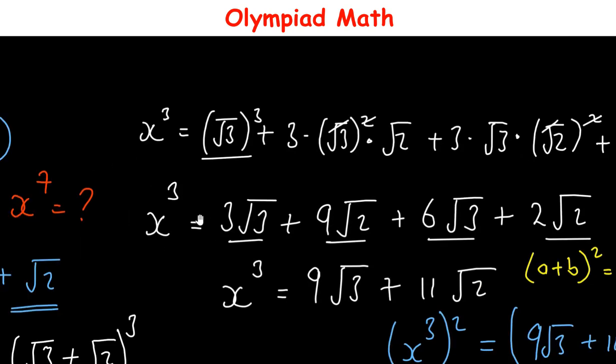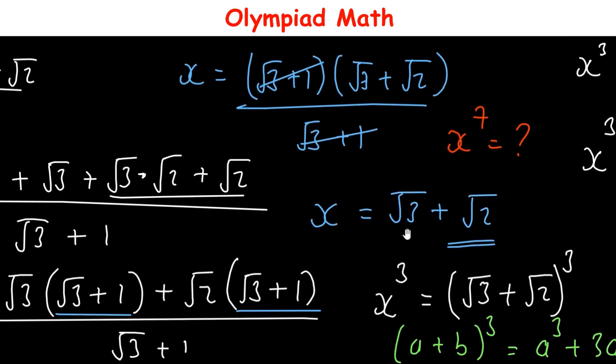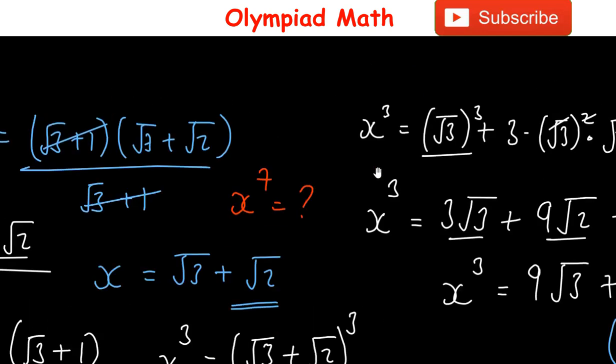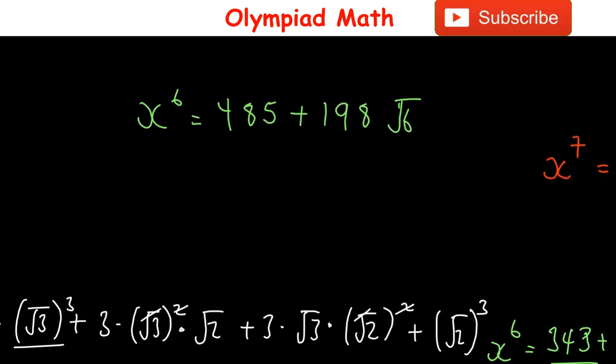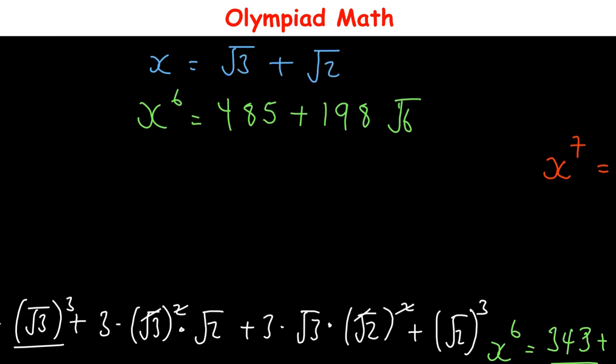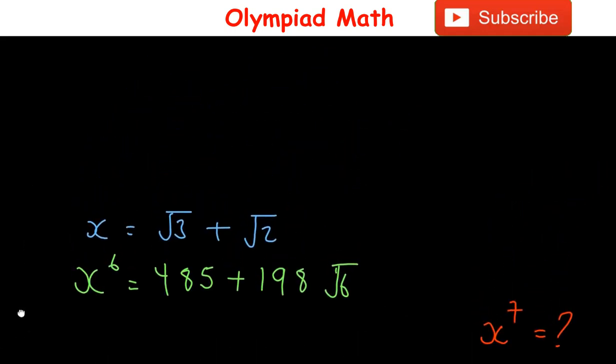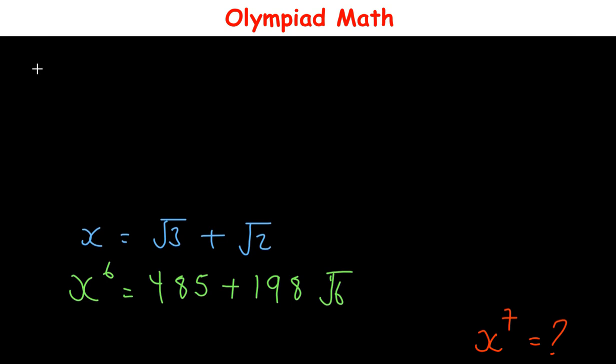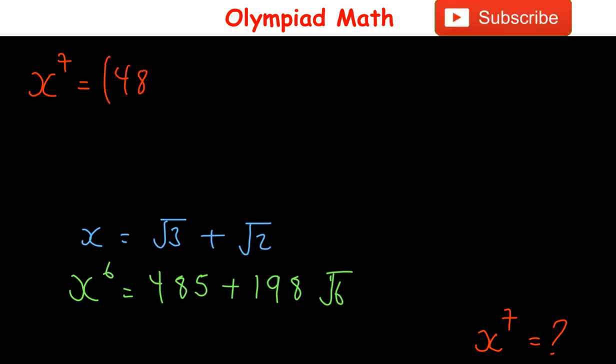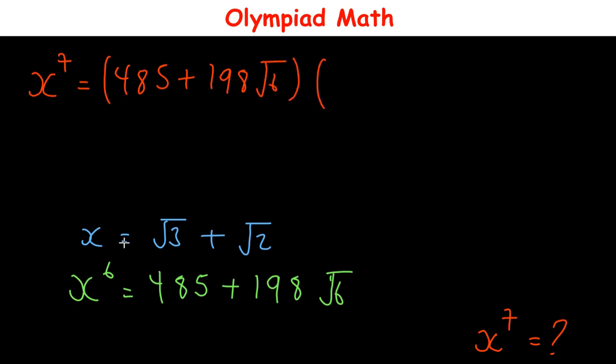And meanwhile, the value of x from here, the value of x equals root 3 plus root 2. So writing this down, x is equal to root 3 plus root 2. So to then solve for the value of x raised to power 7, this then becomes, we have x raised to power 7, this equals in brackets 485 plus 198 times square root of 6, then multiplied by x, we have root 3 plus root 2. So multiplying x power of 6 with x, we have x raised to power 7.